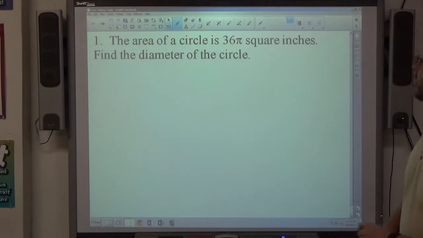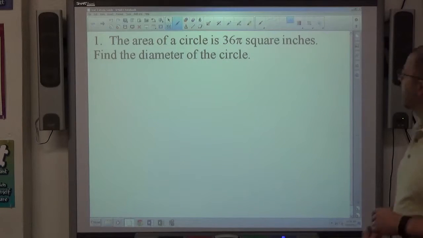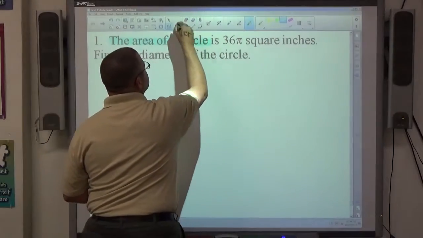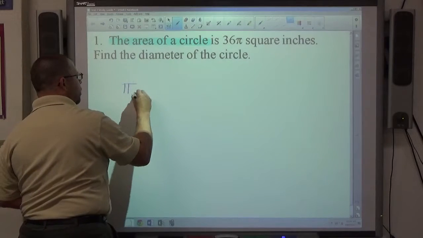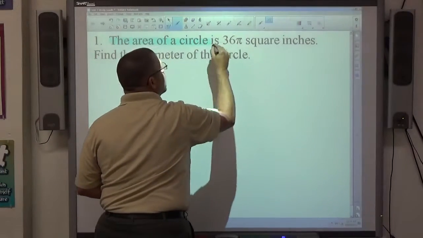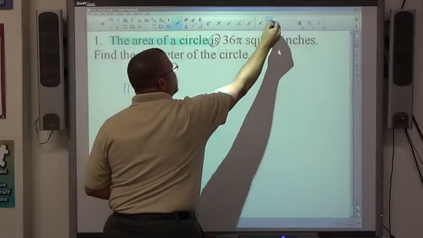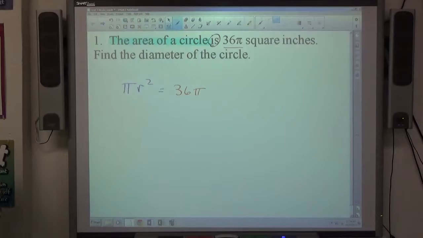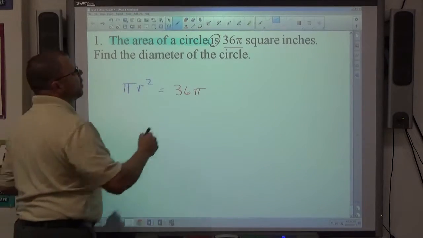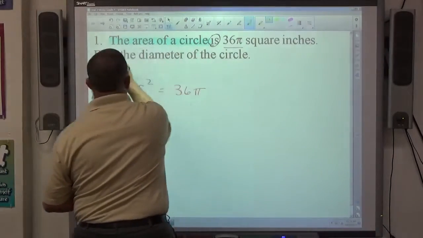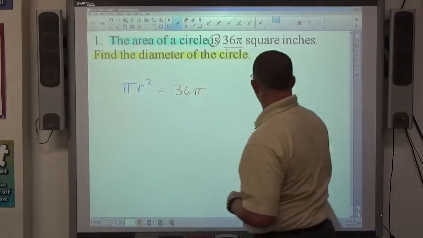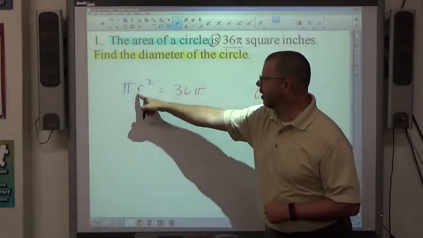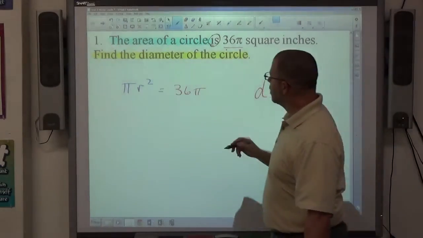Okay, the first problem on the test study guide: area of a circle is 36 pi square inches. If we focus on those words, the area of a circle, that's pi r squared, equals 36 pi. That gets us to an equation that allows us to figure out what the radius is. The directions say to find the diameter of the circle, and we know the diameter of a circle is equal to 2 times the radius of the circle. So if I can figure out the radius, I simply need to double it to find the diameter.